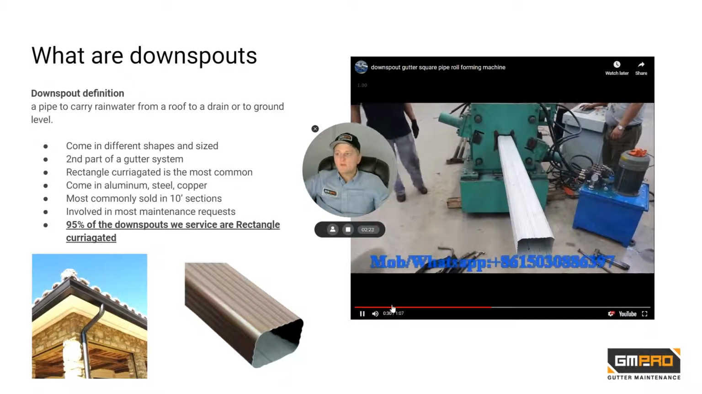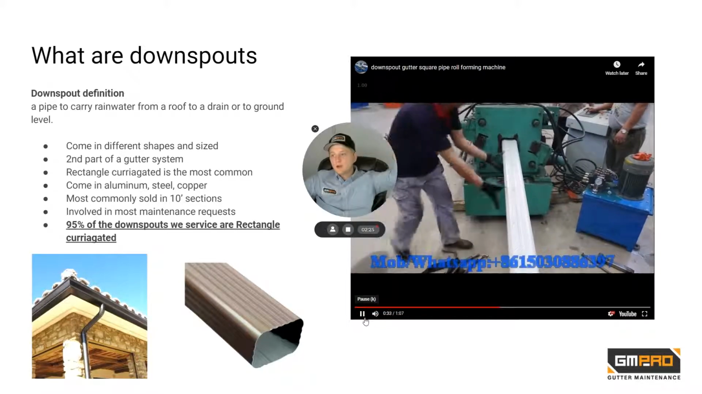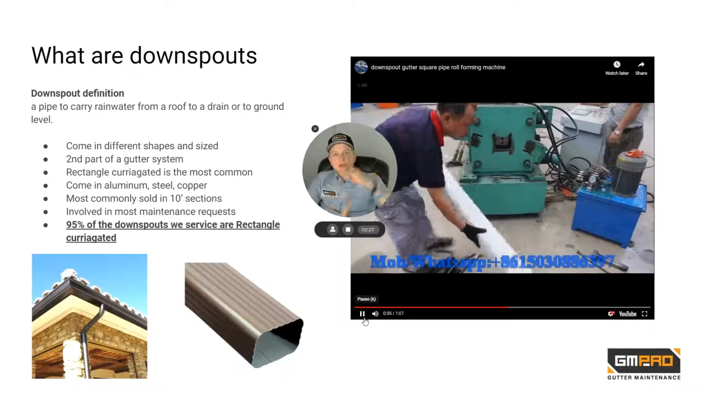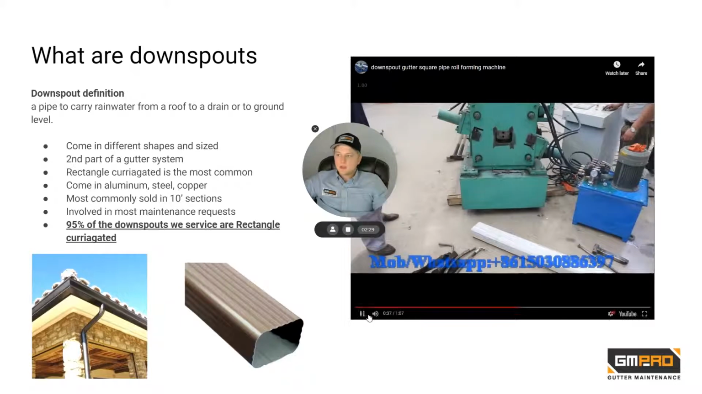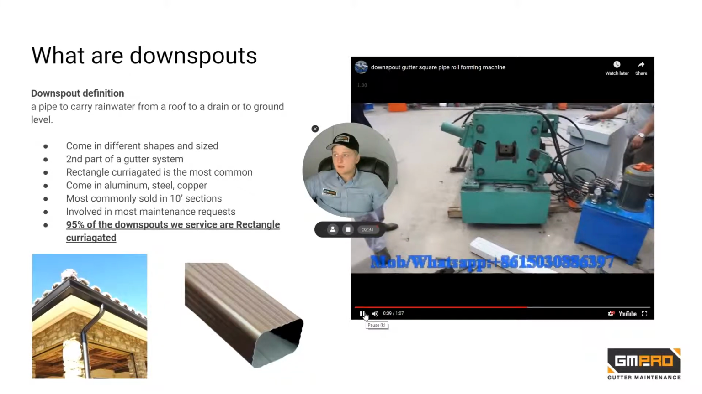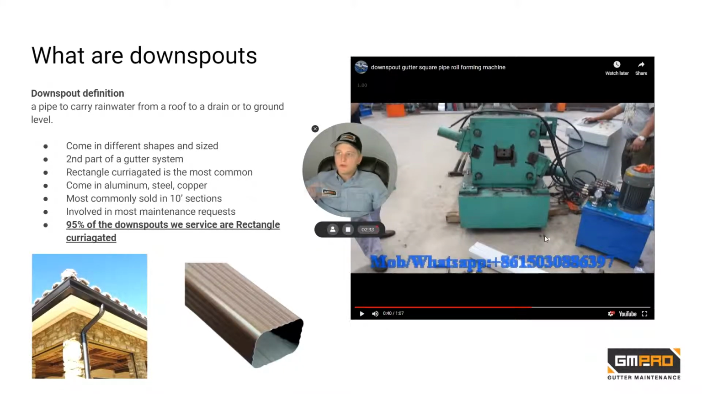They're built in 10-foot sections. So if you have a 30-foot building, a 30-foot gutter, you have 3 downspouts that connect into each other to take that water down to the ground. So there you have it. That is what a downspout is.